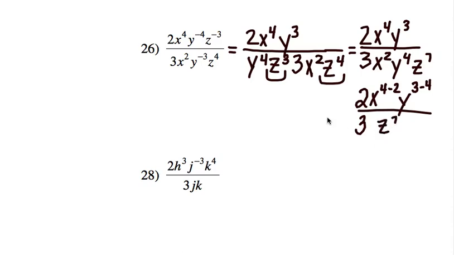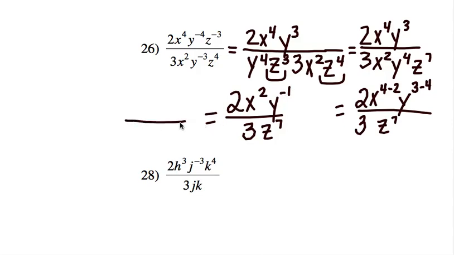I want to go over here just for room purposes. So that's going to be 2x to the second, y to the negative 1, 3 to z to the 7th. So I just subtracted those. Now there's one more problem. There's a negative exponent. So I'll keep the fraction line. Everything is okay and simplified. There's no like bases, so everything stays where it is except the y moves down. And that's your answer.